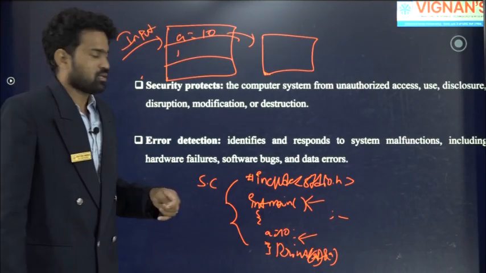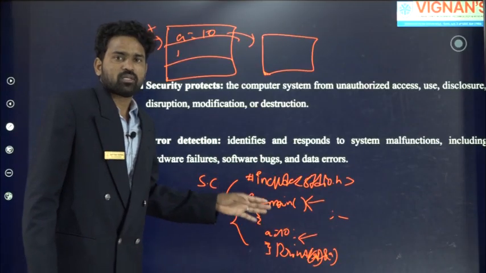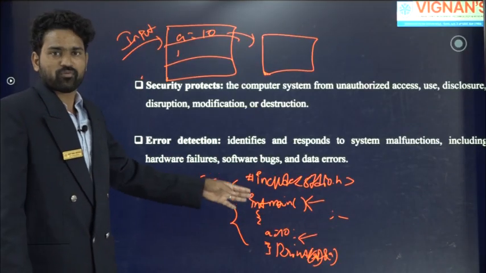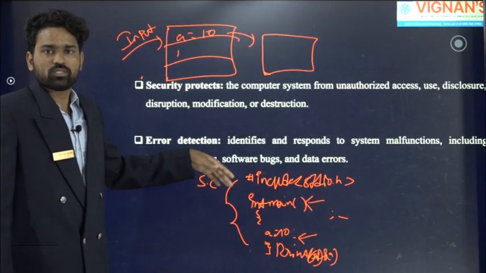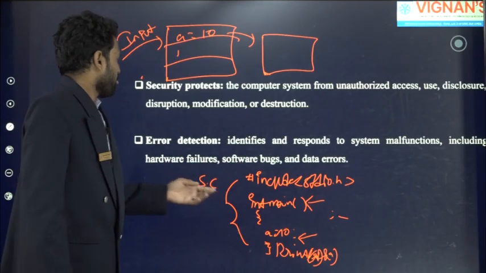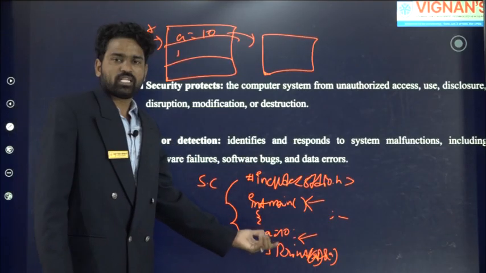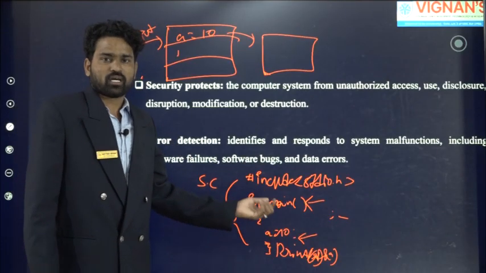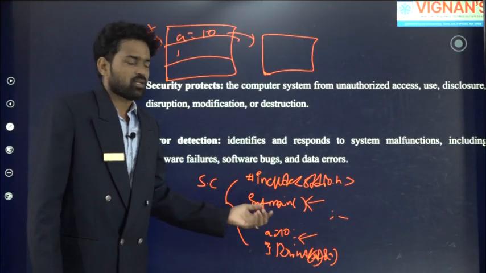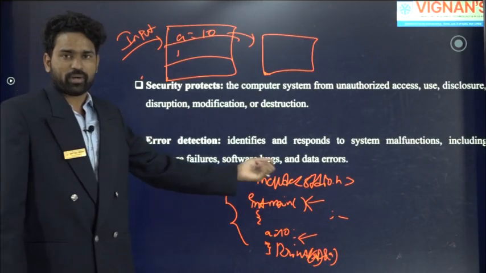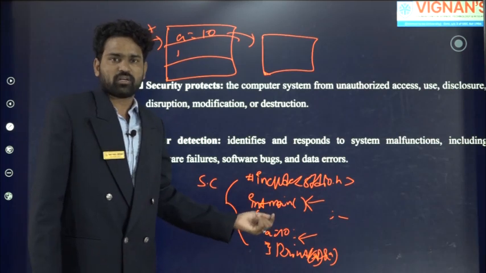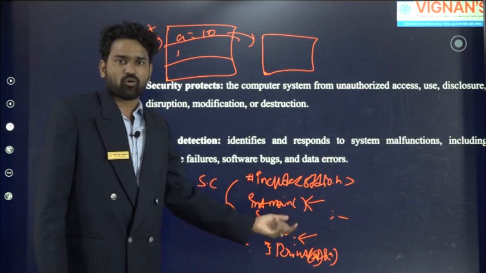Then security protection. Security protection for this program means that if anyone has opened this program, we will get to know who has accessed that particular program. Then error detection. Error detection means when we are executing this program, if any kind of bugs or issues happen, the error detection is going to throw some errors to us. So this is the mistake that we have done, and this is the error that we have found.